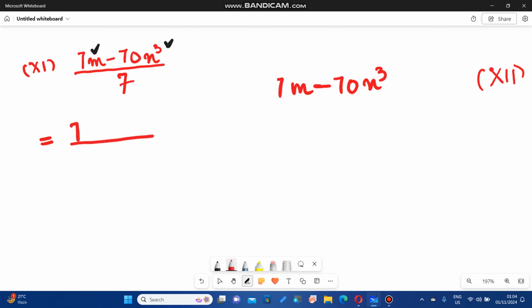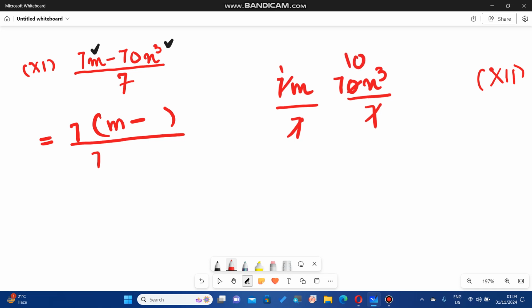7 times. Now what are we going to write in this bracket? What was the term? 7m. What did we take common? 7. What are we left with? Only m. Then we had 70n cube. What did we take common? 7. 7 times 10 equals 70. We are left with 10n cube.